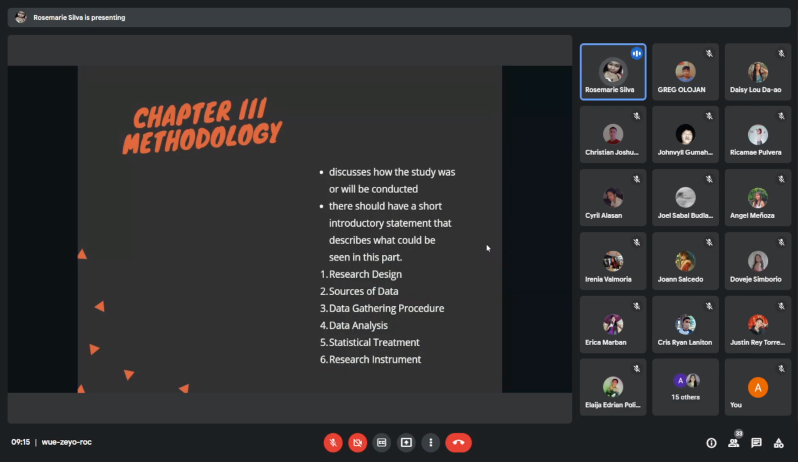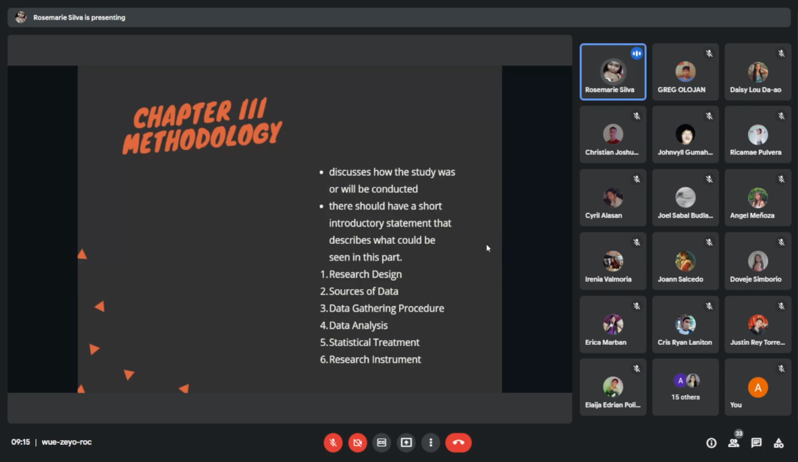Last, Chapter 3, methodology. It discusses how the study was or will be conducted. Will the study be conducted through an interview? Will it be conducted through an online questionnaire or a printed questionnaire? There should be a short introductory statement. Again, each chapter will have an introductory statement that describes what is inside that chapter.